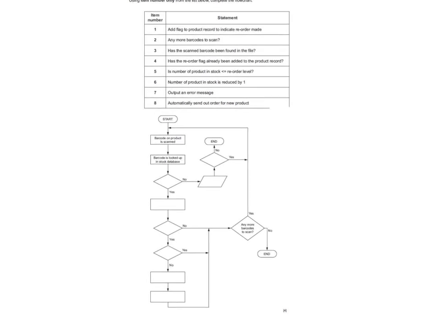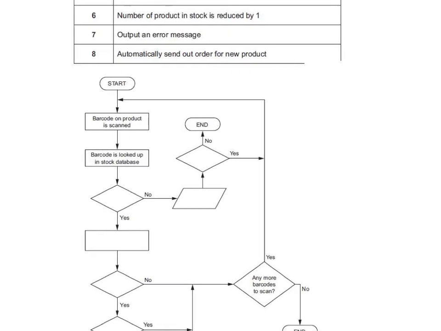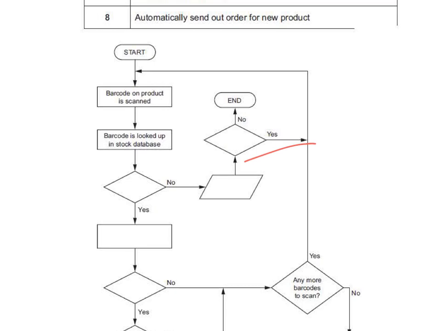So let's see. And it's to do with reordering. So let's see if we can figure it out without looking at answers. So we scan the barcode. Let's get the highlighters so that we make a mess. Scan the barcode. We look it up in the stock database. I assume it's going to be something to do with if the stock's greater than zero, something along those lines. Yes, then we can order or add to basket. If it's not, is that going to be something like buy it?